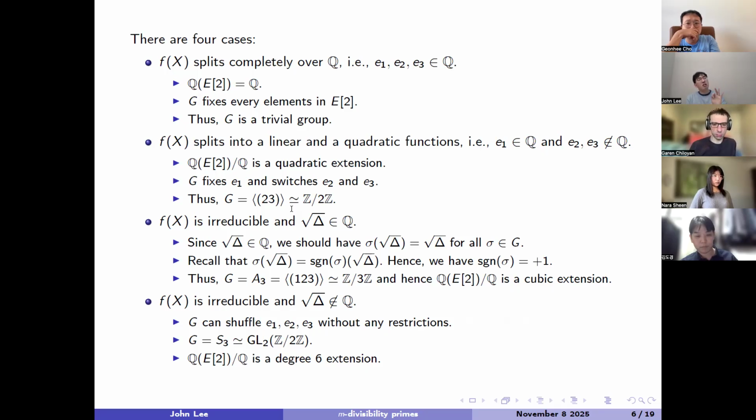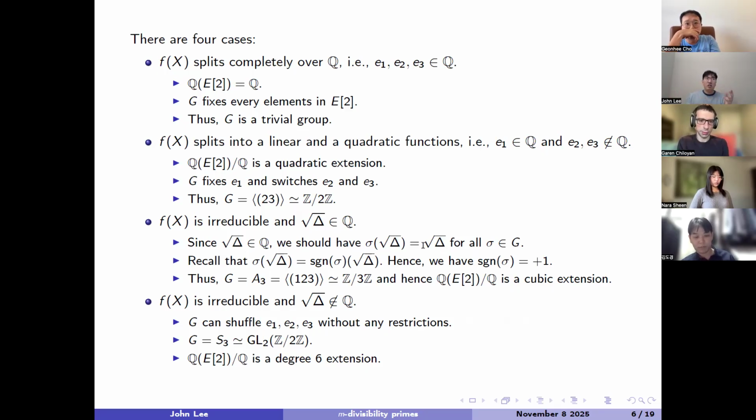Case number three, f(x) is irreducible, so it's a cubic, but we cannot break it into smaller degree functions. But the square root of delta is rational. Since the square root of delta is rational, we should have sigma of the square root of delta equal the square root of delta for any sigma in this group. And recall that sigma of the square root of delta is the sign of sigma times the square root of delta. It means that all elements in this group should have sign +1.